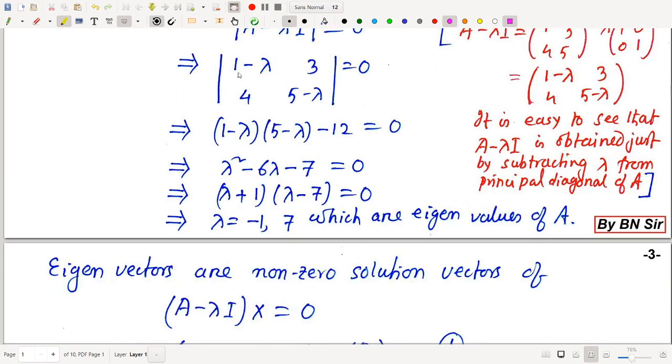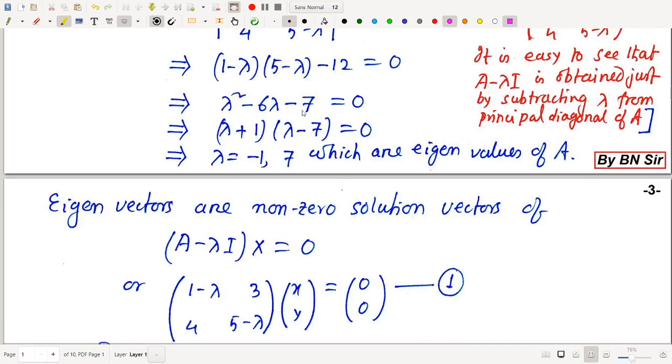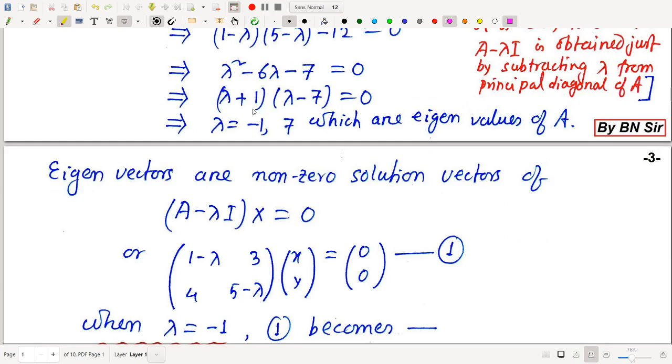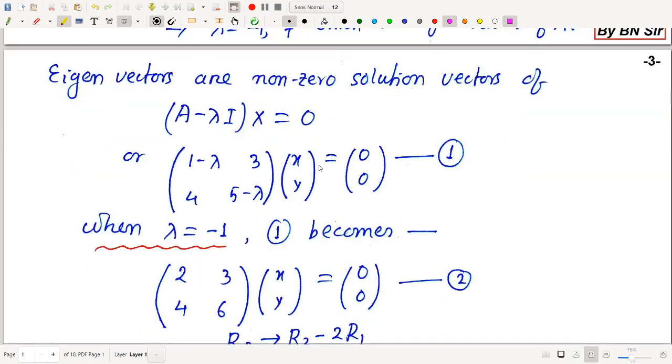Now we expand this determinant: this into that, minus 3 into 4, 12. So multiplying we get lambda square minus 5 lambda, minus lambda, that is minus 6 lambda, plus 5 minus 12, so minus 7, equals 0. Factorizing we get lambda plus 1, lambda minus 7 equals 0. So lambda equals minus 1 and 7 are the roots of this equation, which are the eigenvalues of capital A, or you can say the characteristic roots of capital A.